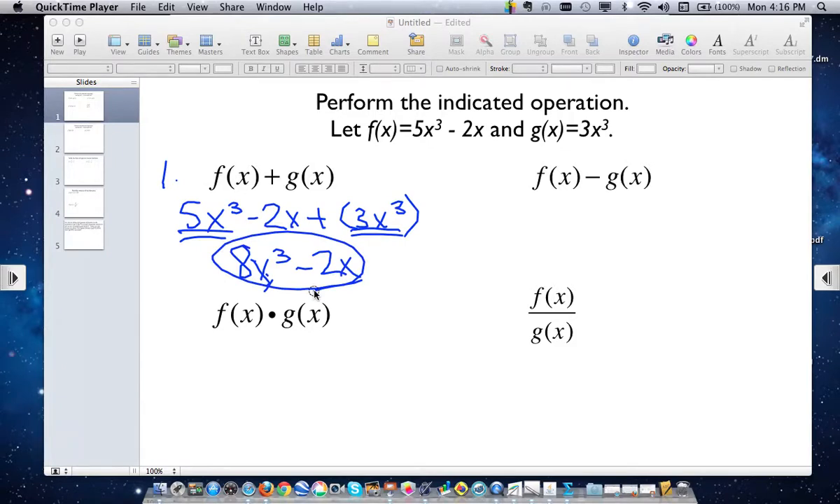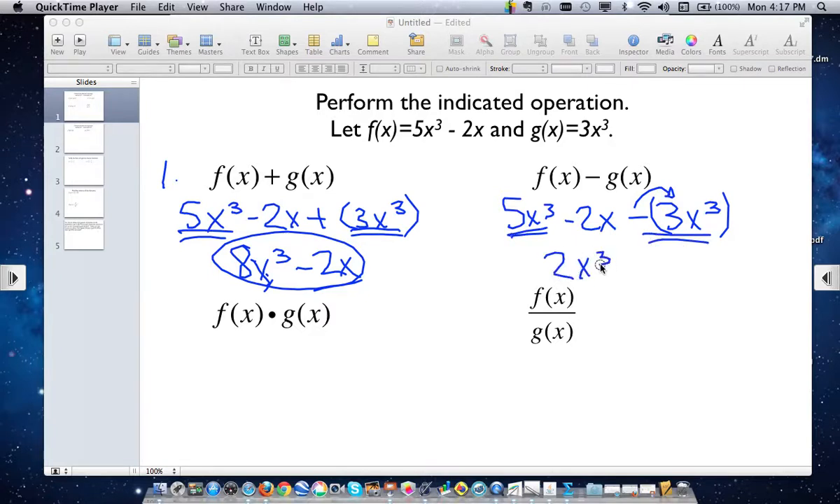F of x minus g of x. So now we have 5x to the third minus 2x minus 3x to the third. Again, you can have this in parentheses, but since it's all by itself, not really worried about the distribution of that negative. I already know that this is going to make it negative 3x to the third. So 5x to the third minus 3x to the third would give us 2x to the third minus the 2x that's by itself. That's all we have to do.